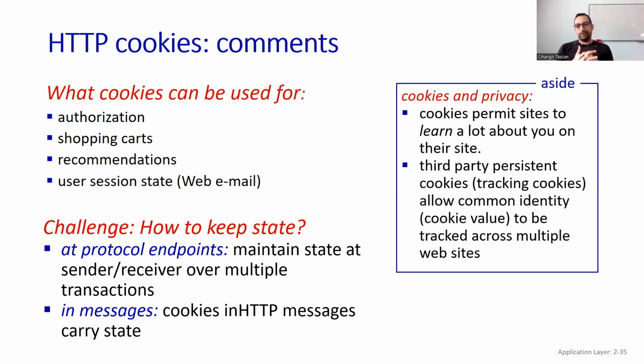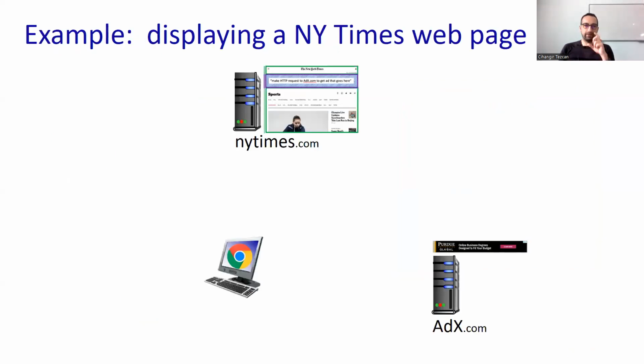But now let's look at the privacy part, which is more important to us because we are dealing with security and privacy. Cookies permit sites to learn a lot about you on their site. Third-party persistent cookies, tracking cookies, allow a common identity cookie value to be tracked across multiple websites. So I think here's an example for that.